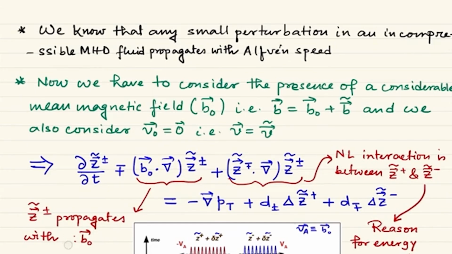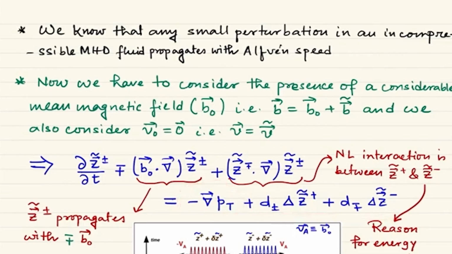Just a minute, it should be minus plus. Okay, yeah. So you will see that del z tilde plus minus del t minus plus b0 dot nabla z tilde plus minus plus z minus plus dot nabla z plus minus, and then you have this gradient of pressure term plus the dissipative term.